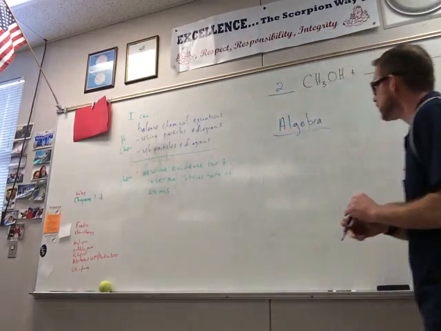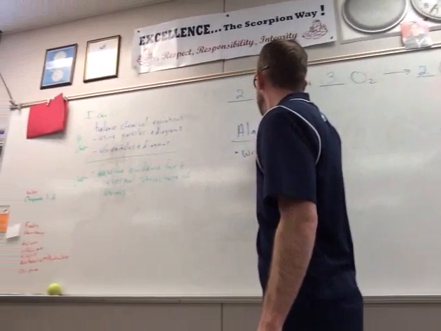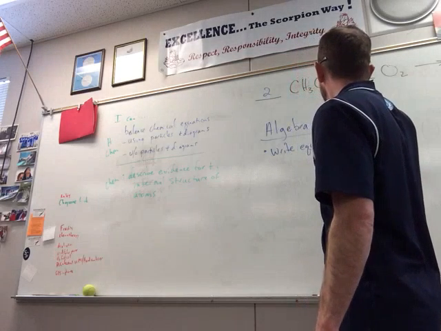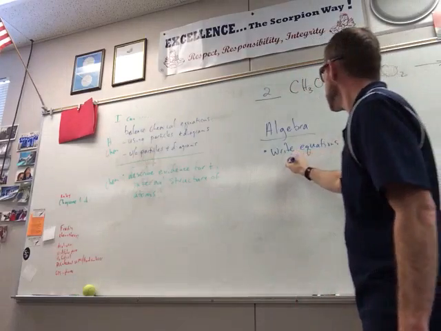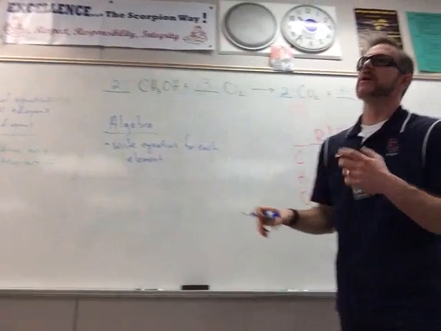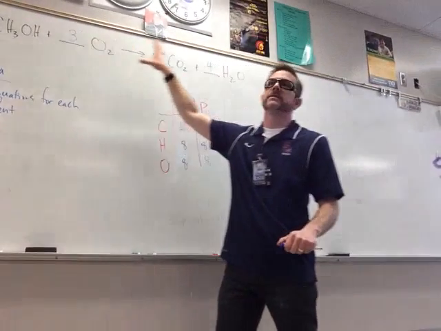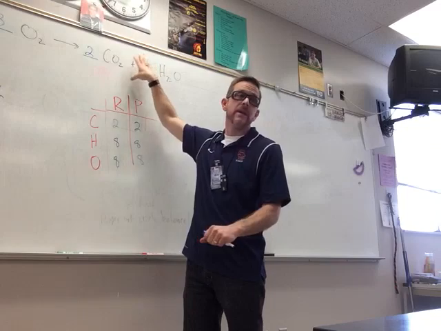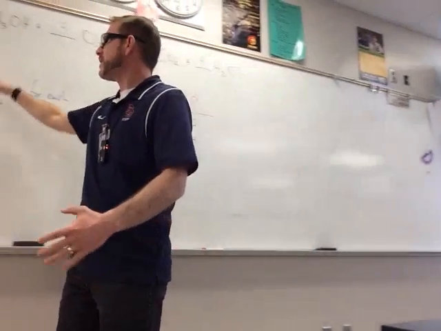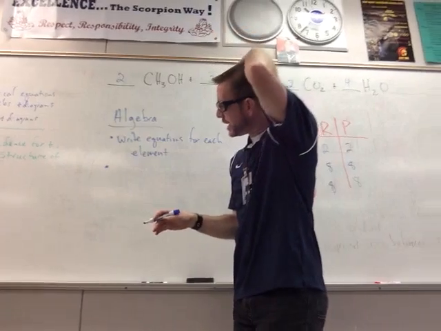Okay. We use algebra. And the first step in that is to write equations for each element. Because we know that the number of particles of carbon on the left side of the equation has to be equal to the particles on the right side of the equation, I can write that mathematically. After I have the equations written for all of the elements, there are a couple of ways to proceed.